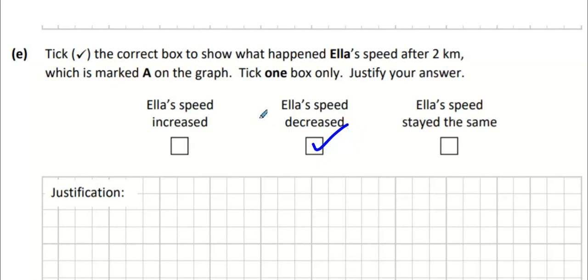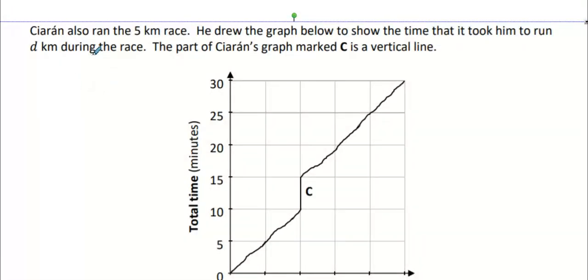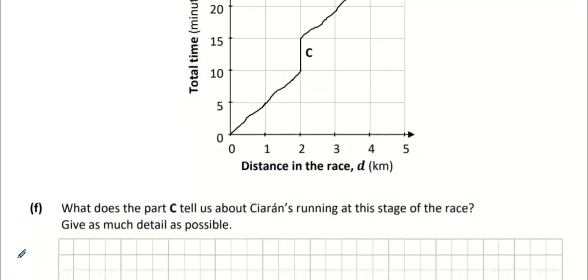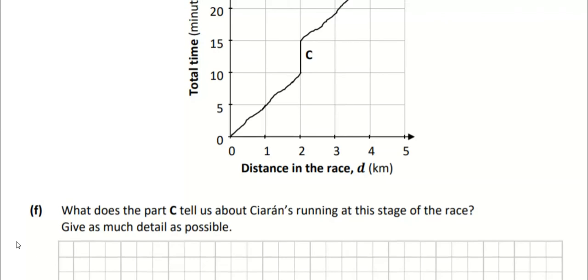Okay, E. That's E done. Now, F. Kieran also ran the 5 kilometer race. He drew the graph below to show the time that it took him to run the race. The part of Kieran's graph marked C is the vertical line. Okay, awesome. What does part C tell you about Kieran's running at this stage of the race?